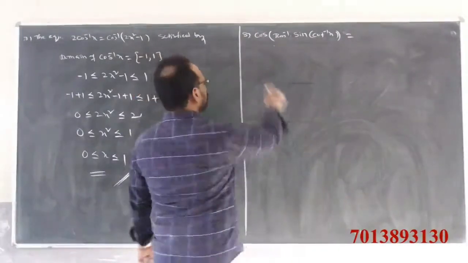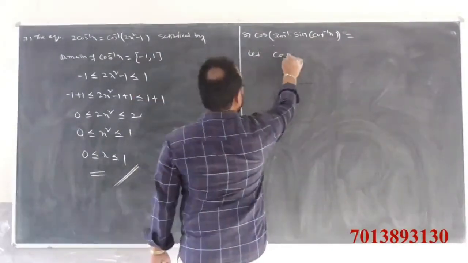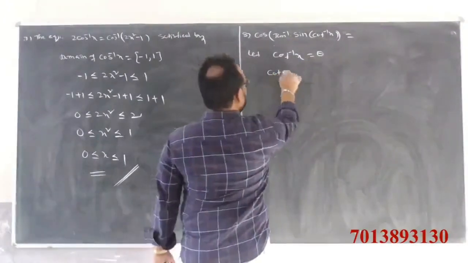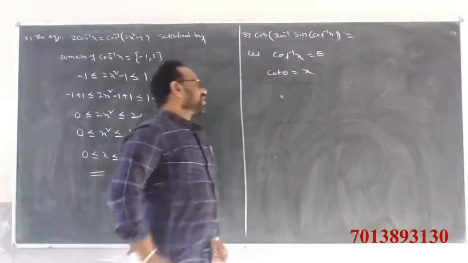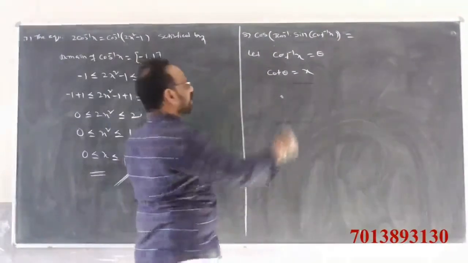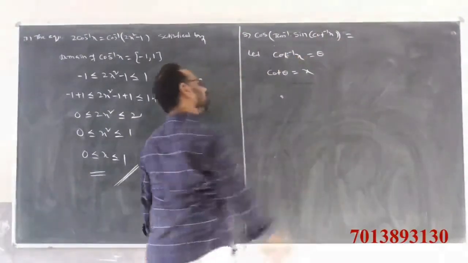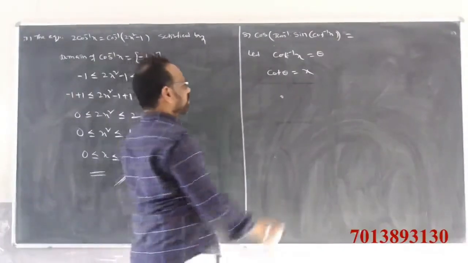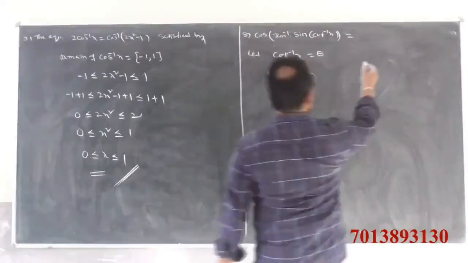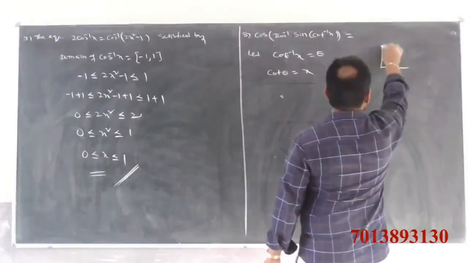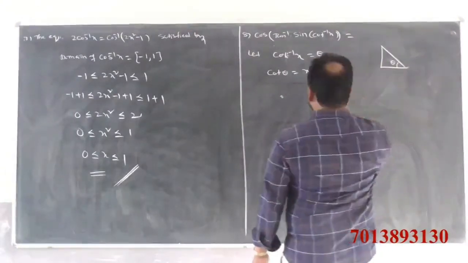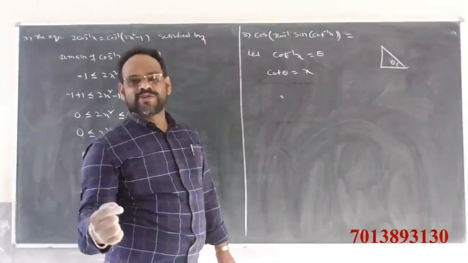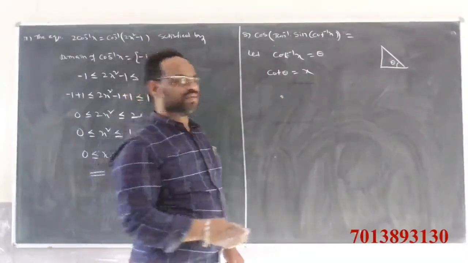Next, the 8th one: cos of tan inverse into sin of cot inverse x, we want this value. Let us assume that cot inverse x is theta. So cot theta is equal to x. If cot inverse x is equal to theta, then cot theta is equal to x. If you take a right angle triangle with theta here, cot theta means the adjacent side to theta by the opposite side to theta.